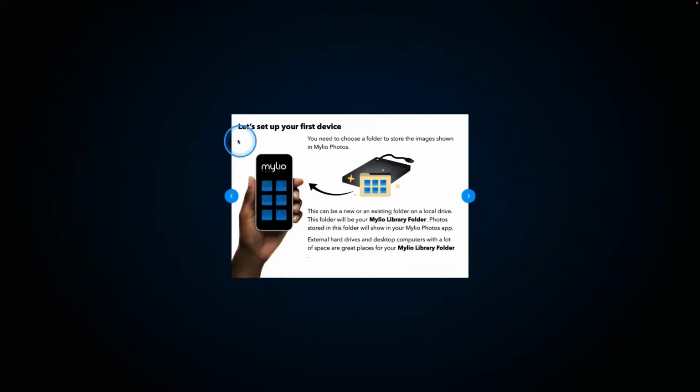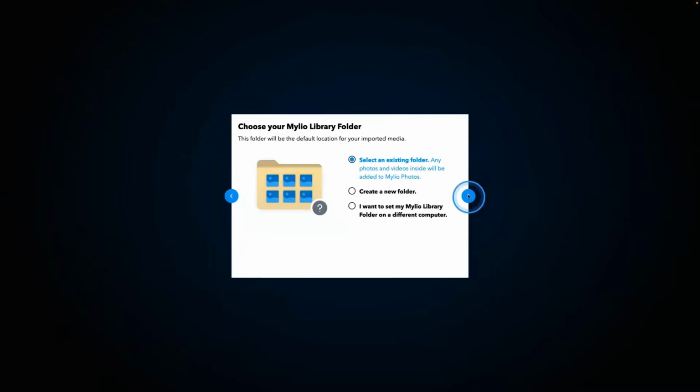So setting up your first device, and this is where you choose your Mylio library folder. Go ahead and click next. The first question you get is, do you want to choose an existing folder or create a new folder? If you want to set it up on a different computer, you're going to want to quit this for now and re-download the software on that new computer. For now, we're going to look at selecting an existing folder or creating a new folder.